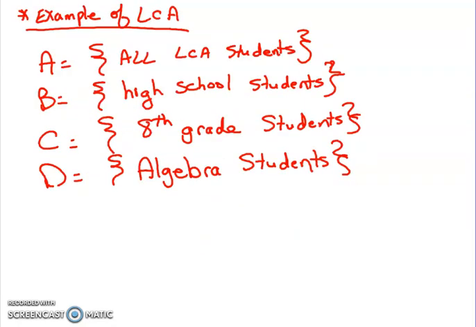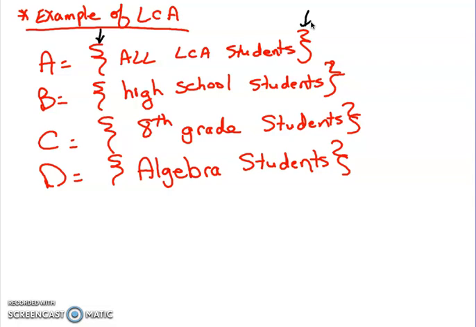Now here's an example where it doesn't have to be numbers. Remember, it's a collection of objects. So the set A is a set because I have braces. It's all LCA students. So imagine every single LCA student, around 1,400 students, are in set A. And set B is just a set of all the high school students. Set C are just the 8th grade students. Set D are just the algebra students.